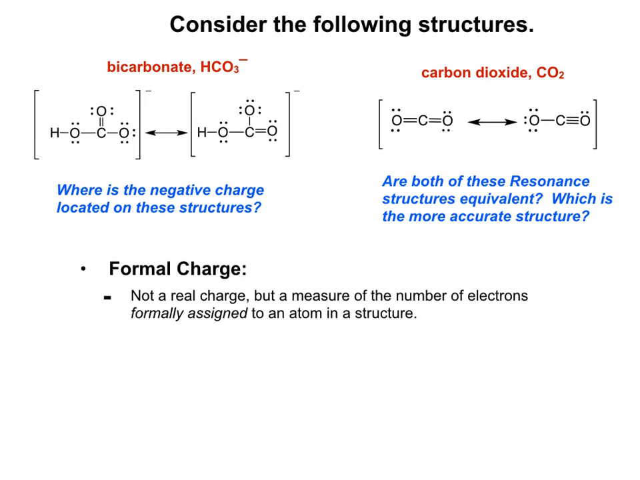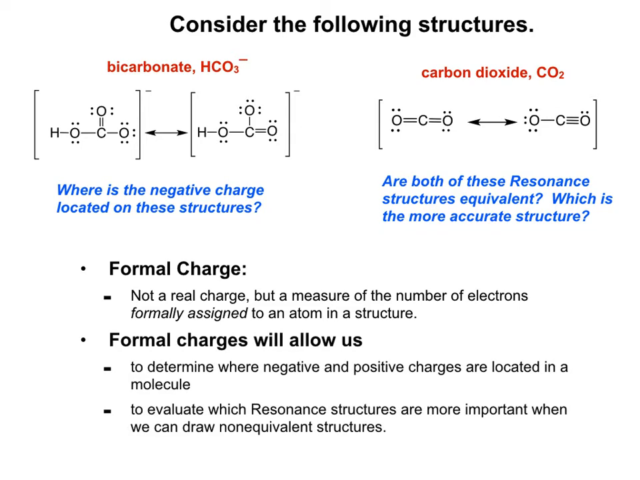So a couple notes about formal charge. One of the things to keep in mind is formal charge is not a real charge, but it's a measure of the electrons formally assigned to an atom in a structure. So this is one way we can model or think about a molecule, but it turns out to be very useful. So our formal charges are going to allow us to determine where negative and positive charges are located in a molecule, and also to evaluate multiple Lewis structures and decide which are the better resonance structures when we can draw various non-equivalent structures.